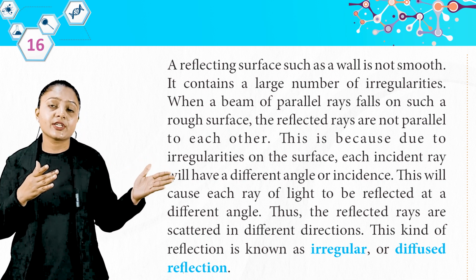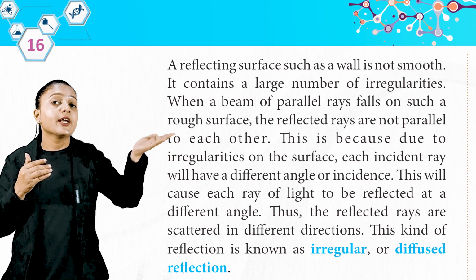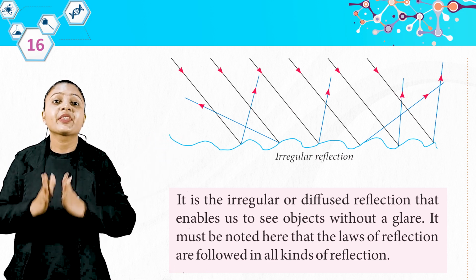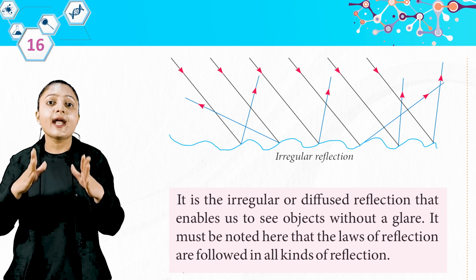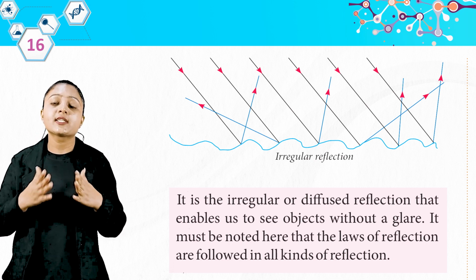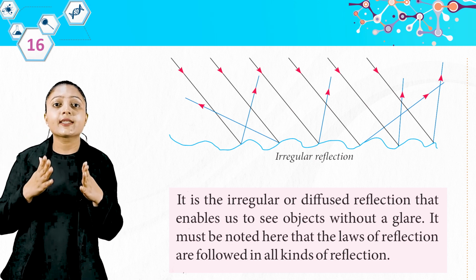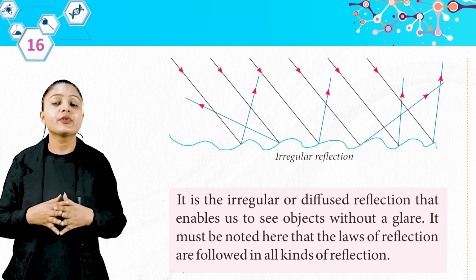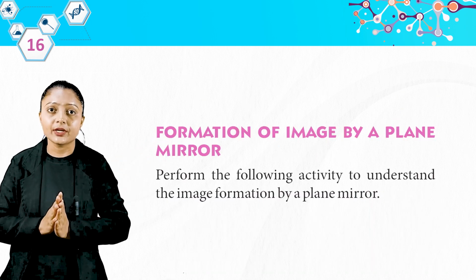This kind of reflection is known as irregular or diffused reflection. You can see in this image irregular reflection. It is the irregular or diffused reflection that enables us to see objects without a glare. It must be noted here that the laws of reflection are followed in all kinds of reflection. Formation of image by a plane mirror.